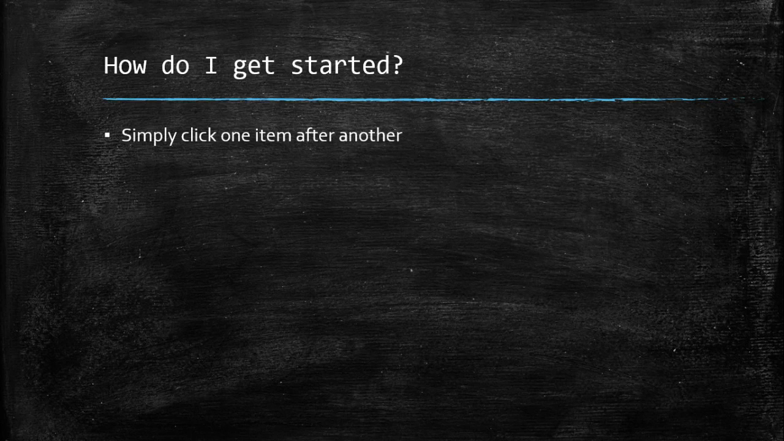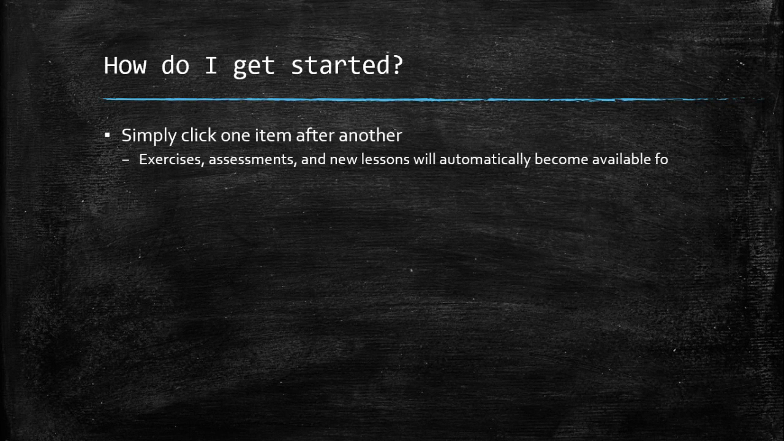When working through any sort of online course like that, it's really simple in the Learning Hub. You just click on one item after the other. You watch this video, and then when you're done, a new item should appear. You watch that, or read that, or take that quiz, that sort of thing. Exercises, assessments, and new lessons will automatically appear and unlock as you complete them.